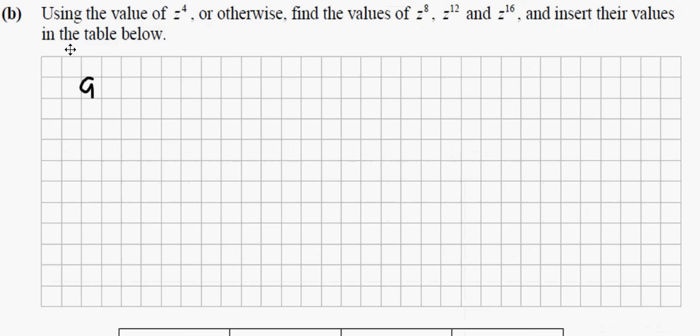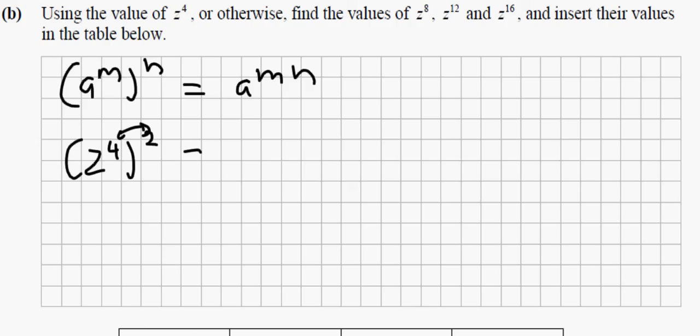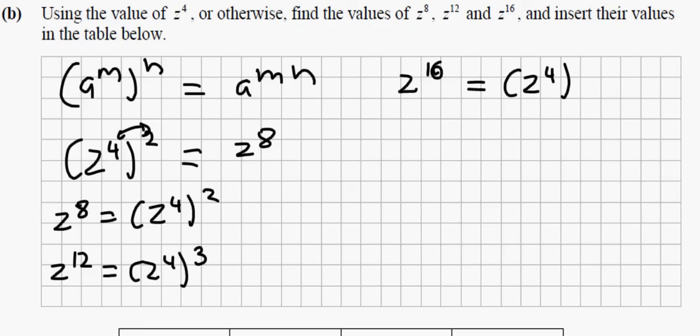Now, by using Z4 or otherwise, find the values of Z8, Z12 and Z16 and insert their values into the table below. So to get into the table below, we're just going to do it here. This formula comes from your tables: a to the m, to the power of n, is equal to a to the m times n. An example of this would be, if I was to write down Z4 to the power of 2, the answer is Z8. Therefore Z8 equals Z4 to the power of 2, Z12 equals Z4 to the power of 3, and Z16 equals Z4 to the power of 4.